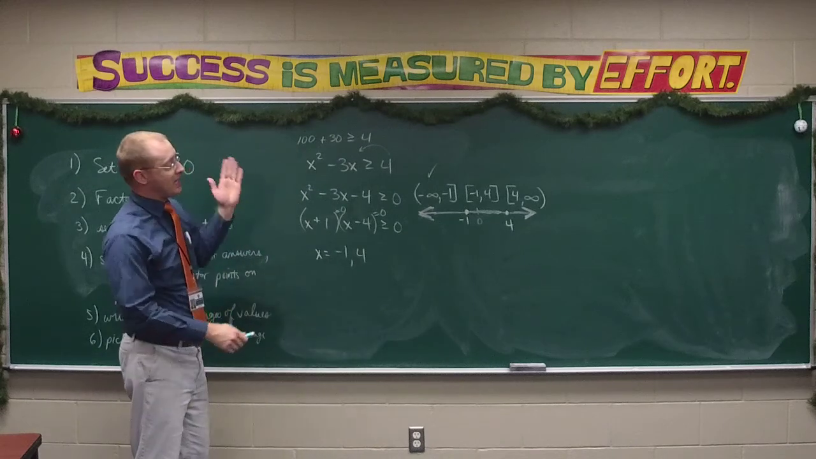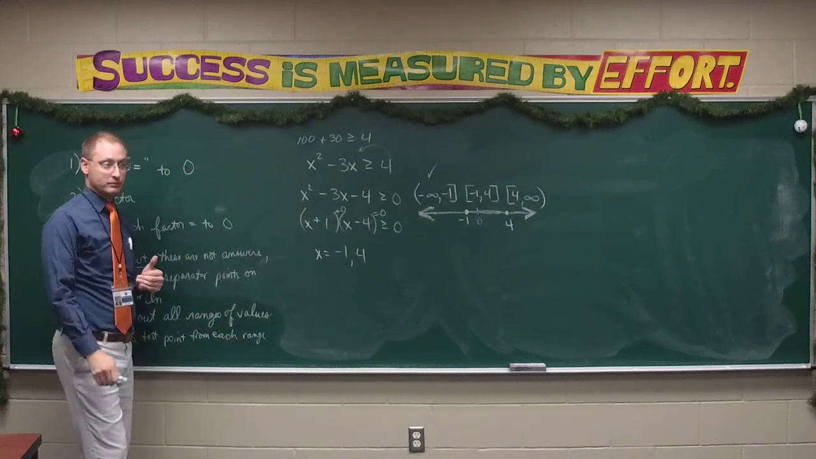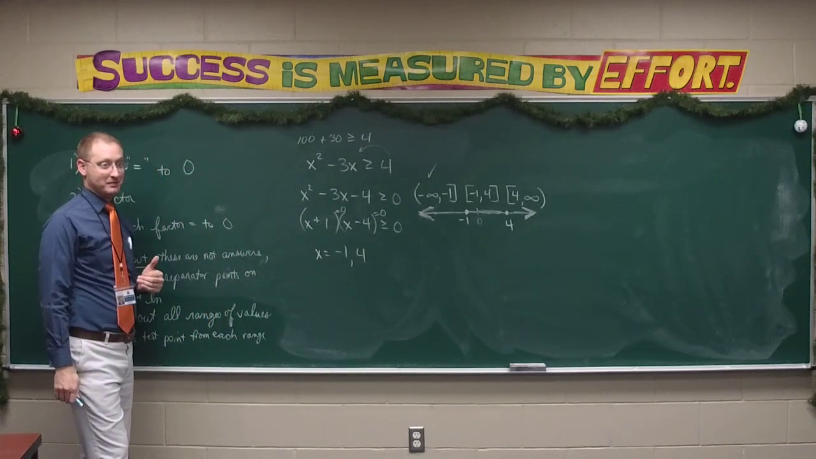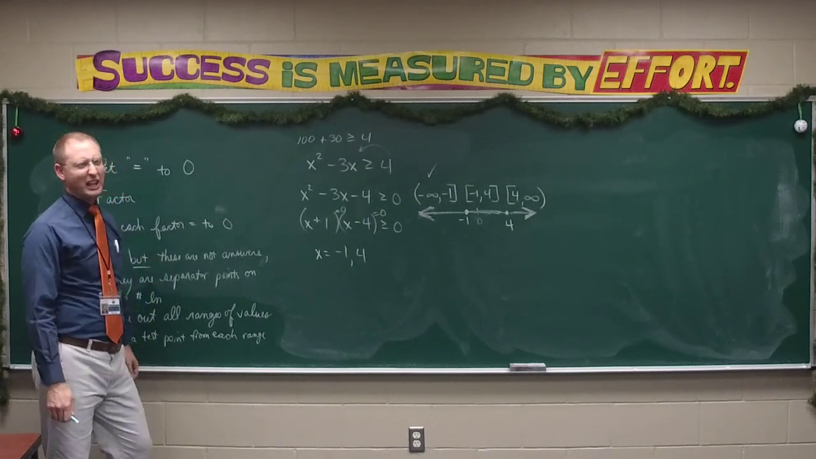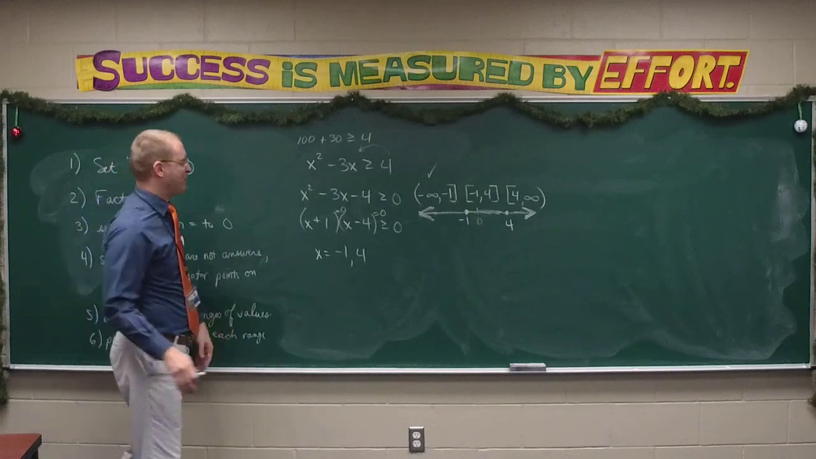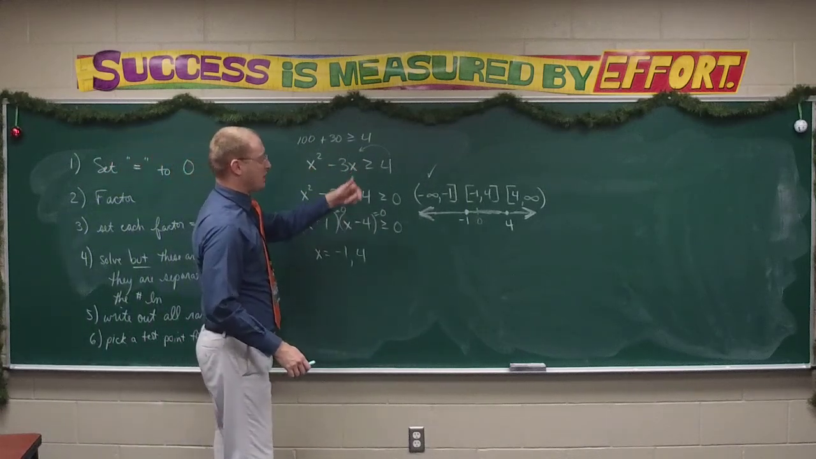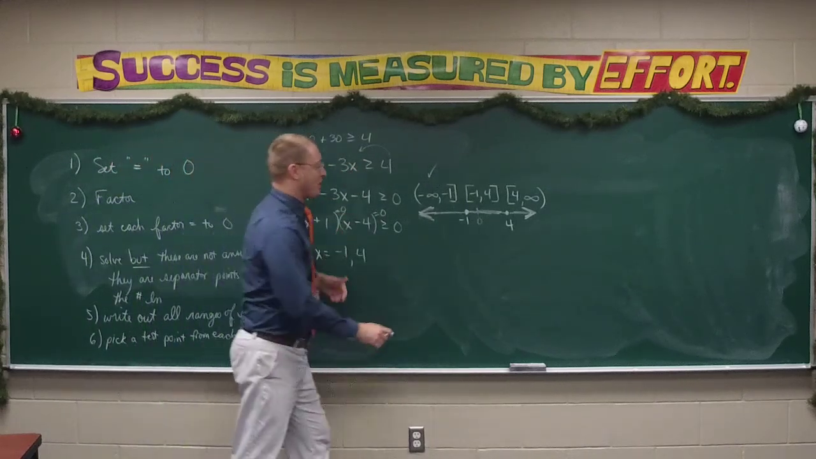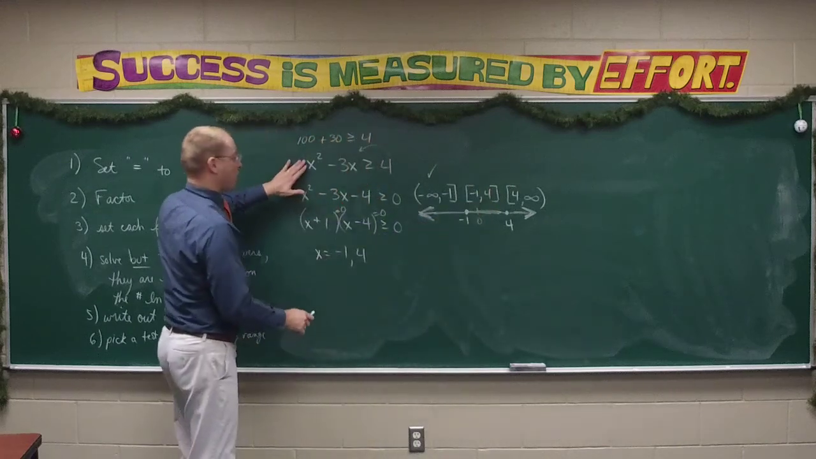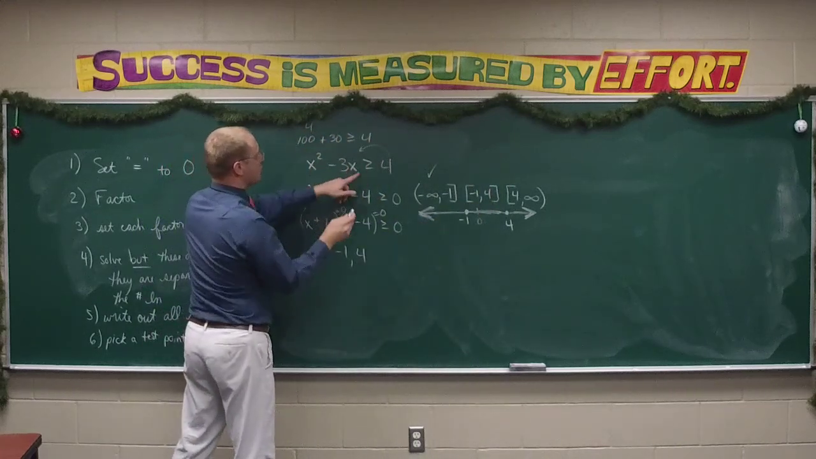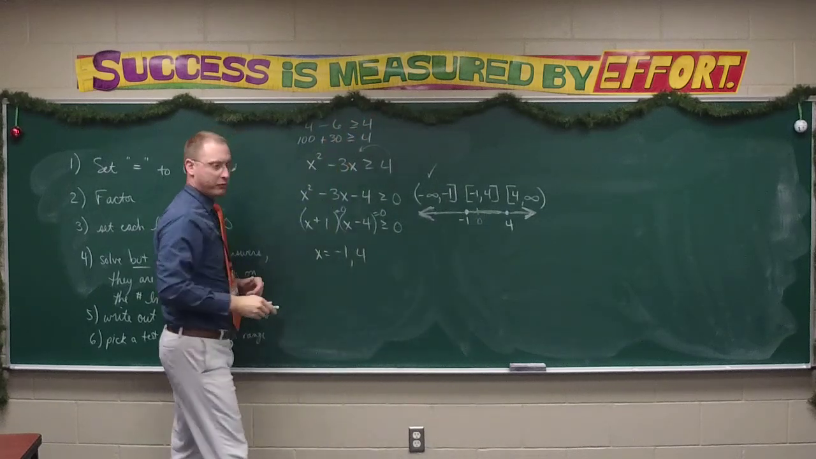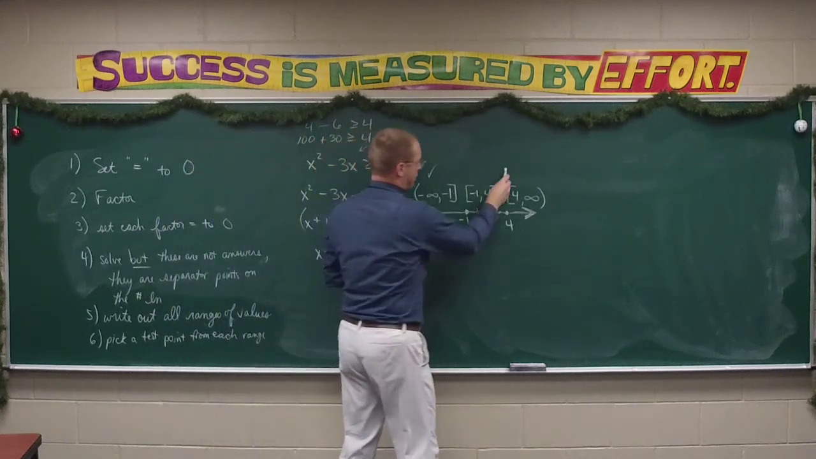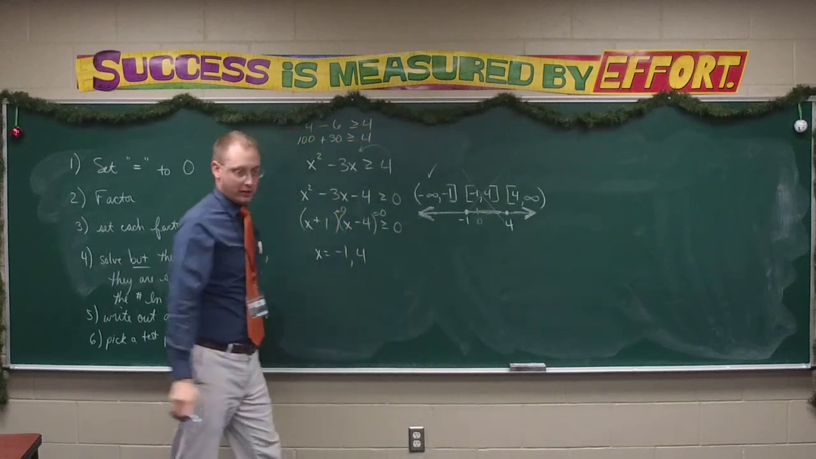Let's try a value between -1 and 4. We could try 2. 1. I like 0. I love 0. 0 is my favorite. Because bam, 0, bam, 0. Is nothing greater than a 4? No. Okay, so I already know it doesn't work. But we could try 2. 2 squared, 4. 2 times -3. Is 4 minus 6 greater than or equal to 4? No. But 0 is easier to use. So we're going to cross that guy out. He's not part of our answer.